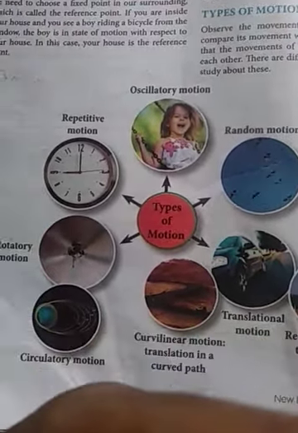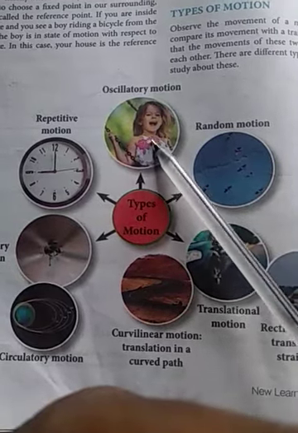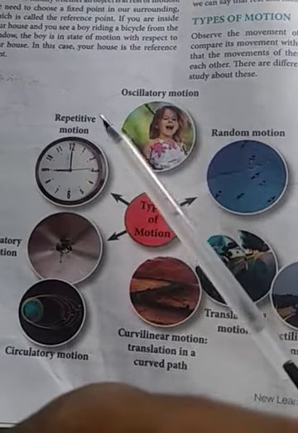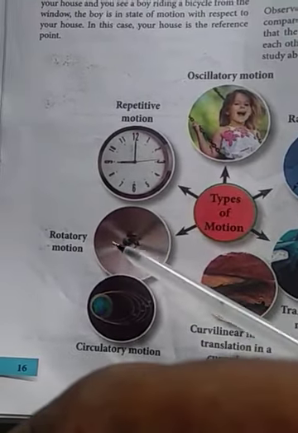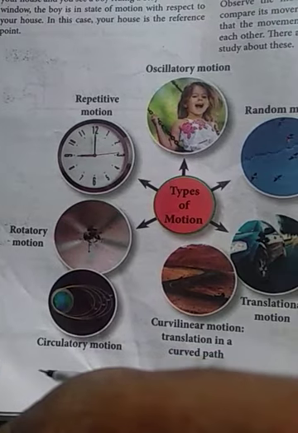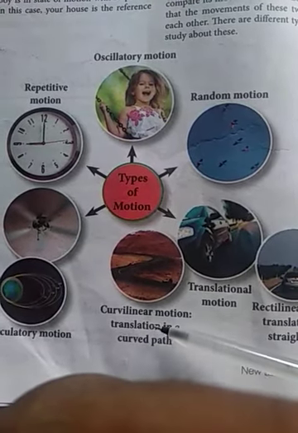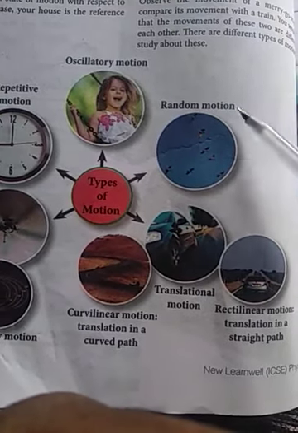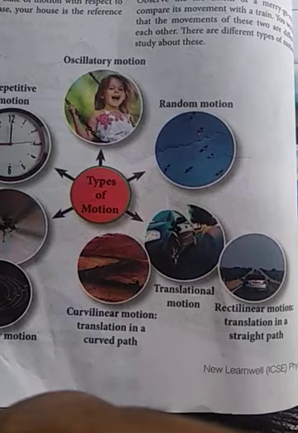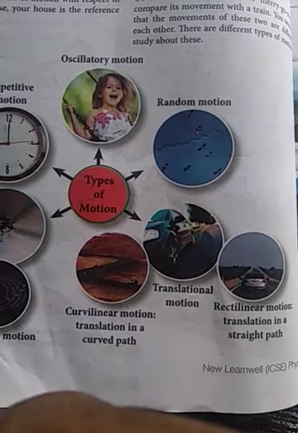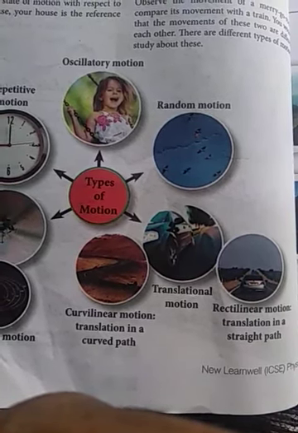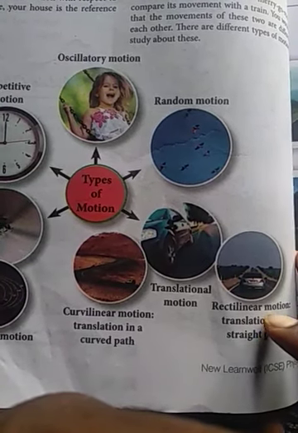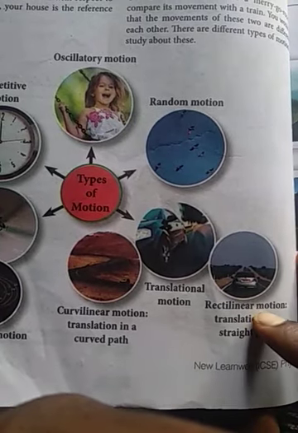So what are these different types of motion? You see objects around us execute different types of motion such as oscillatory motion, repetitive motion, rotatory motion, circular motion, curvilinear motion, translational motion, rectilinear motion, and random motion. These are the different types of motion that occur around us. We will discuss them one by one.